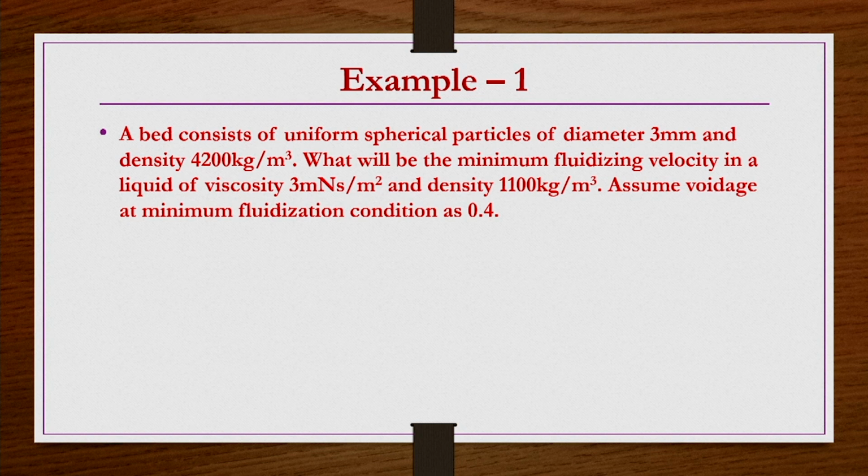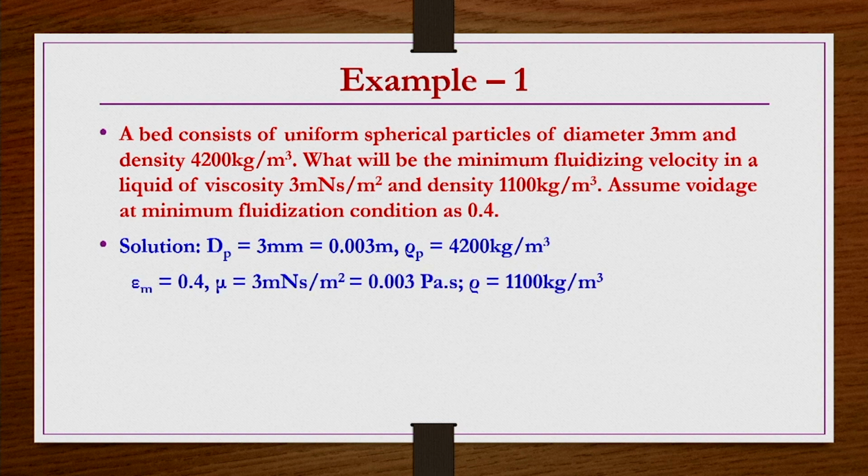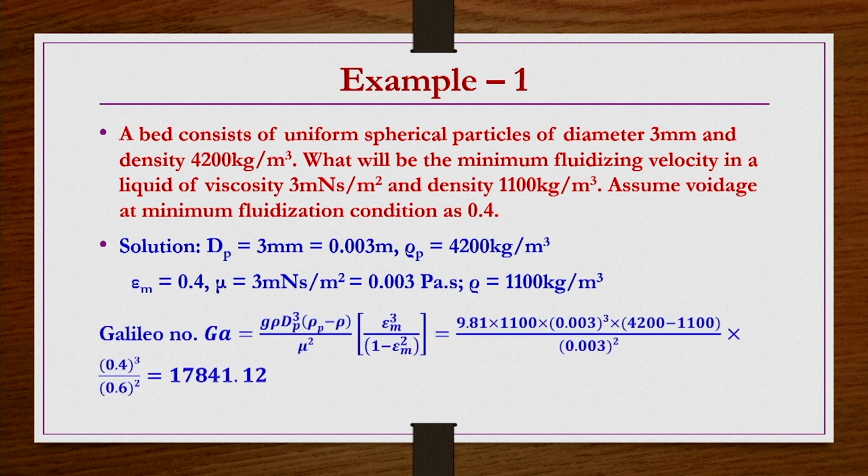So, that is 3 into 10 power minus 3 pascal second, and density is 1100 kg per meter cube. Assume voidage at minimum fluidization conditions as 0.4. Then calculate the minimum fluidization velocity, that is the question. Particle size is given, its density is given, epsilon m is also given, then fluid viscosity and fluid density are also given. So, we can calculate the Galileo number, right.